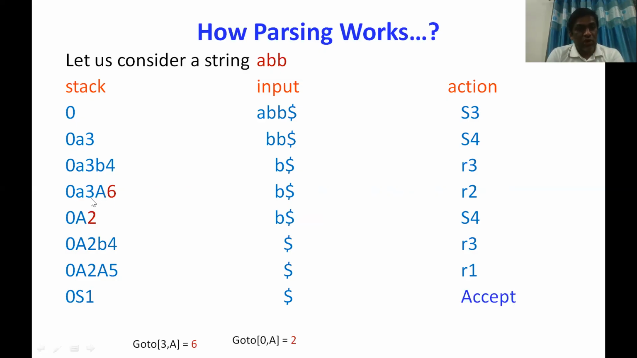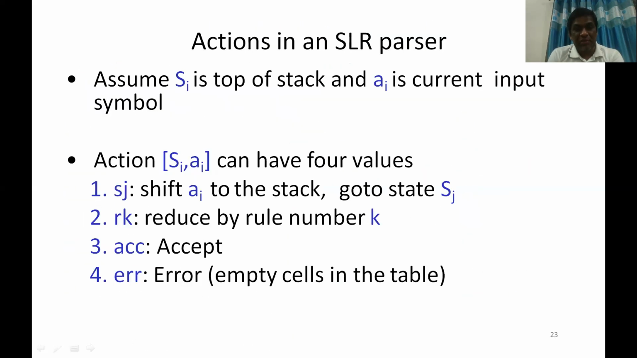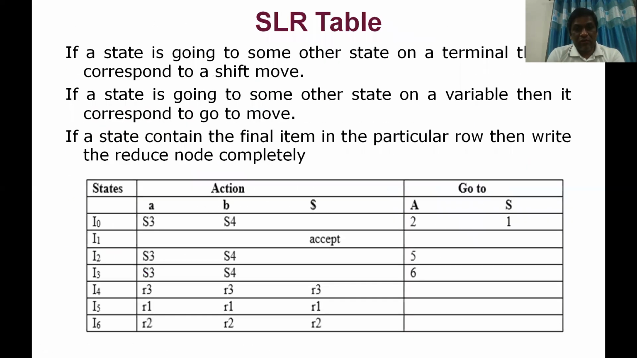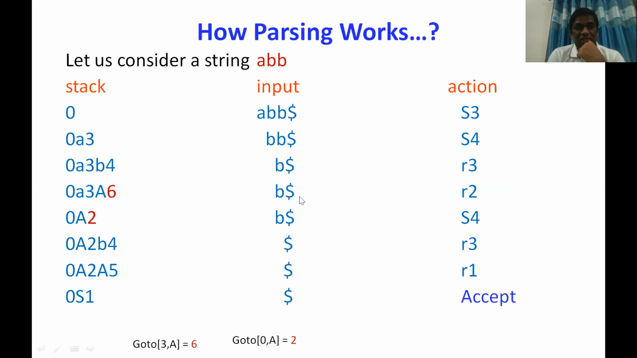And how did this 6 come? It is goto of 3 comma A. Look into the table. This is the goto table. 3 comma A, what is it? 6. So goto of 3 comma A is 6. That is how 6 came. If you can calculate this properly, then you are done. You understood it properly. Otherwise, you need to practice more.